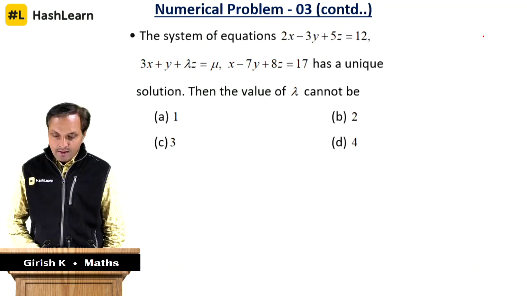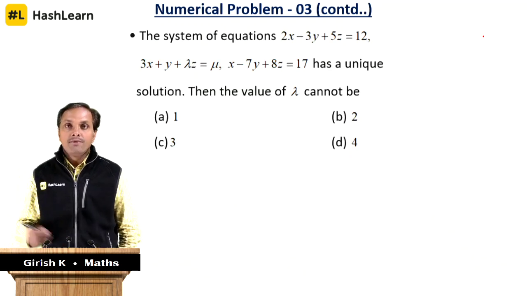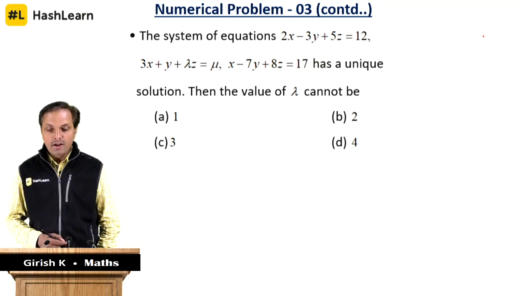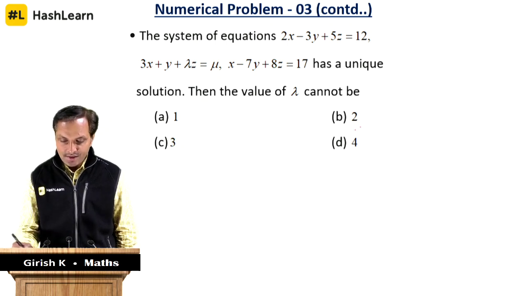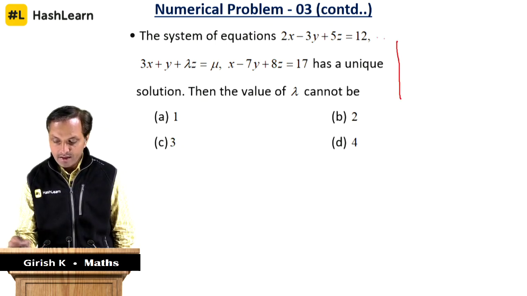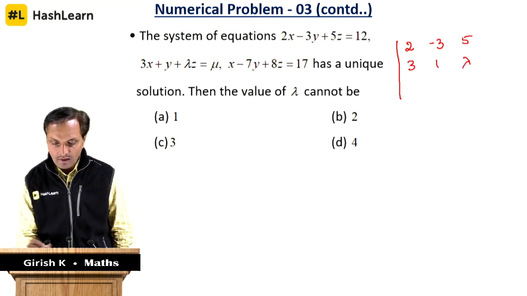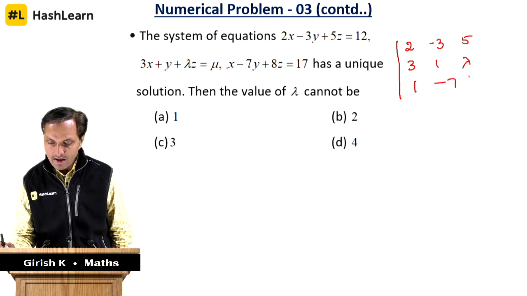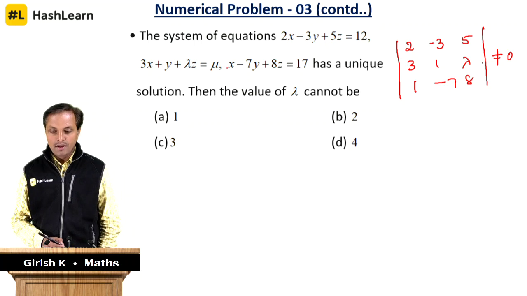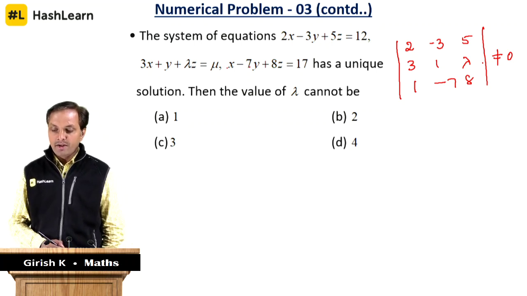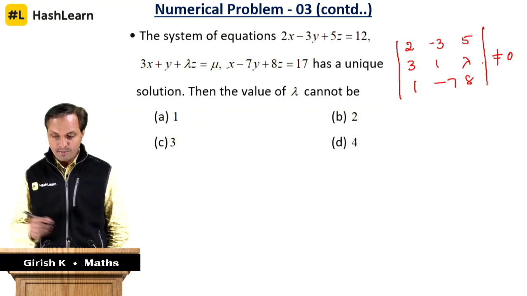Okay, so you know that if determinant is not equal to 0, then you have a unique solution. Let us take the determinant. Coefficient of x is 2, y is minus 3 and z is 5. Then 3, 1, lambda, 1, minus 7 and 8. And you know that that should not be equal to 0 to get a unique solution. If you need a unique solution, determinant of the coefficients of x, y, z should not be equal to 0.